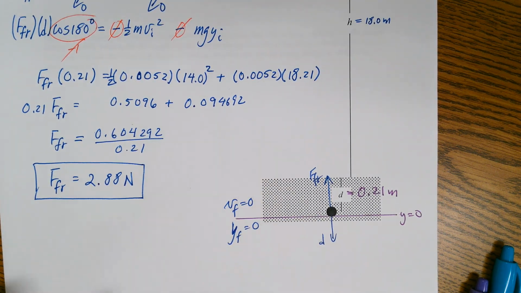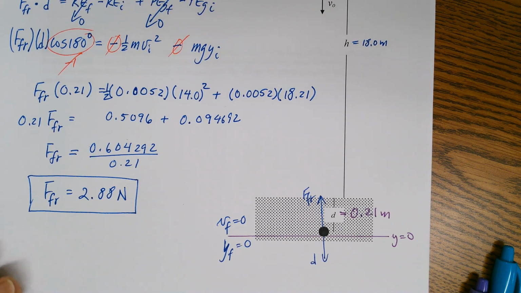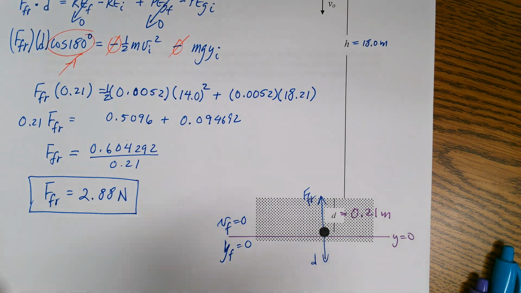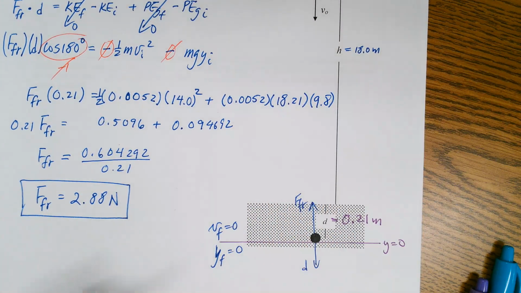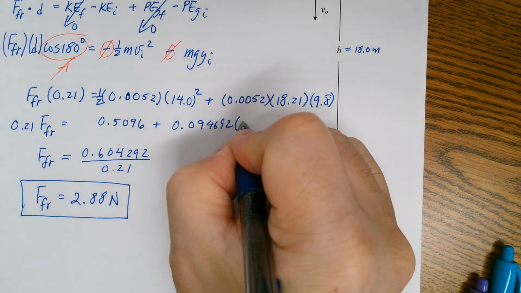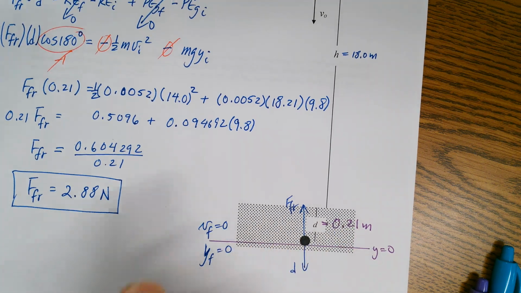in the upward direction. Okay. Ishan, you have a question? Mr. Kim, wouldn't the force of friction, like the mg by, wouldn't the g of 9.8 also come in? I forgot that too, didn't I? Thank you. Times that by 9.8. Thank you. That's correct.